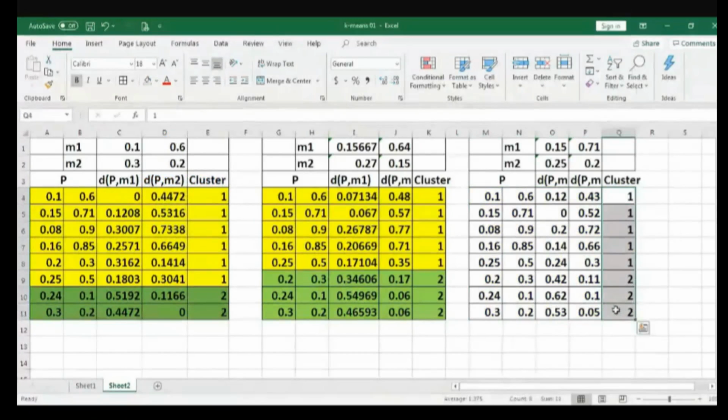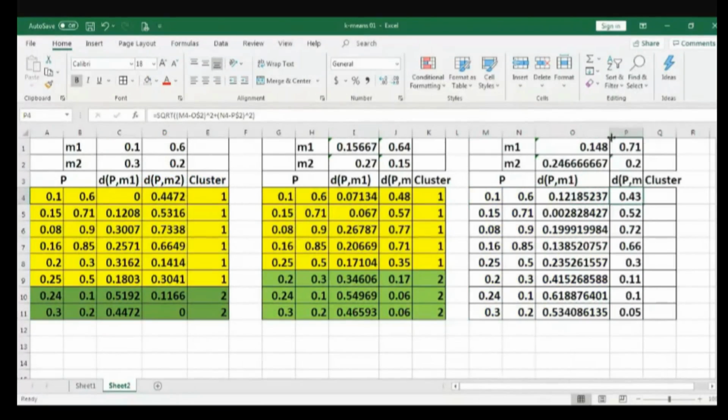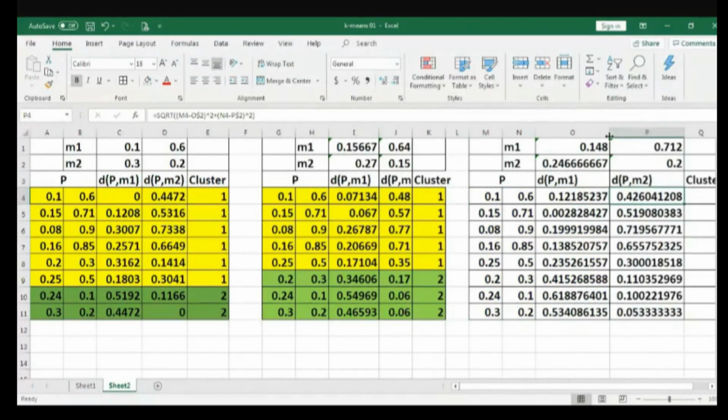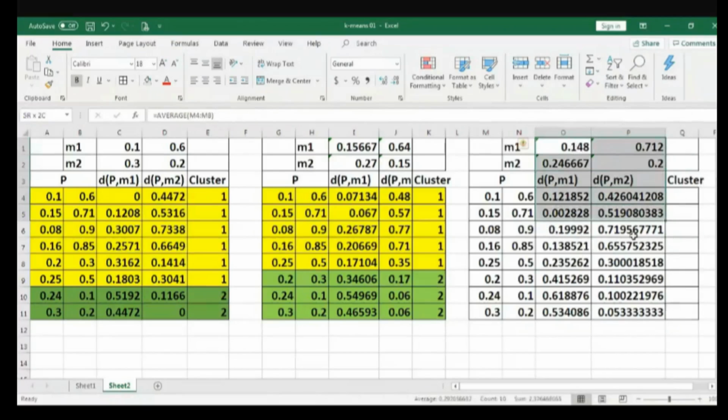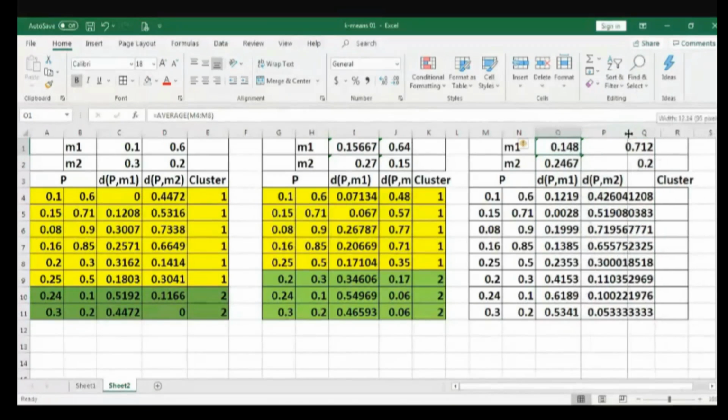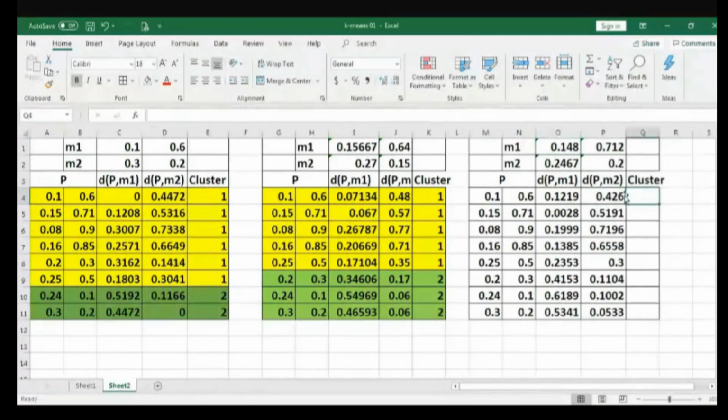And delete this. The distance has already been calculated because we have done it nicely in this Excel sheet. So look at this. 0.12 is less than 0.42, so 1. This is 1. This is 1. This is 1. This is 1. This is 2. This is 2, and this is 2.